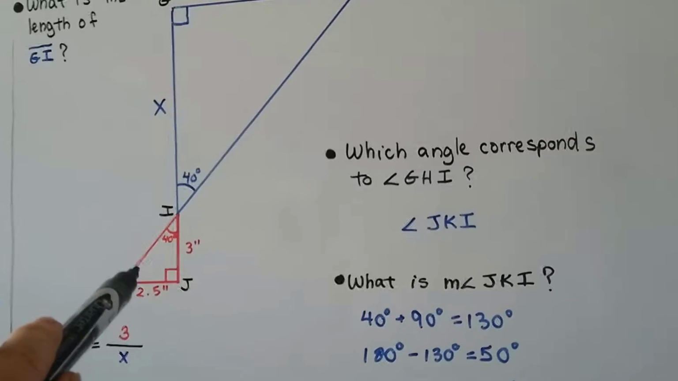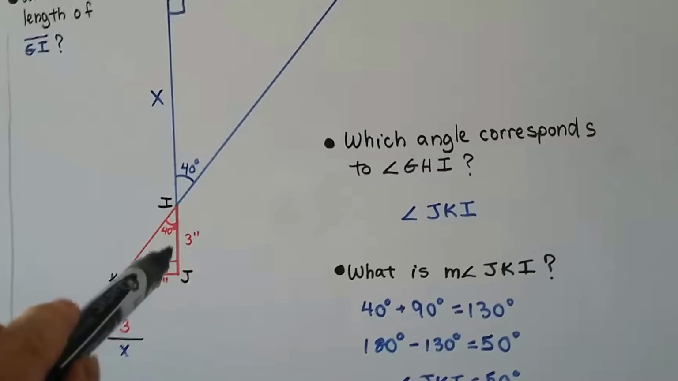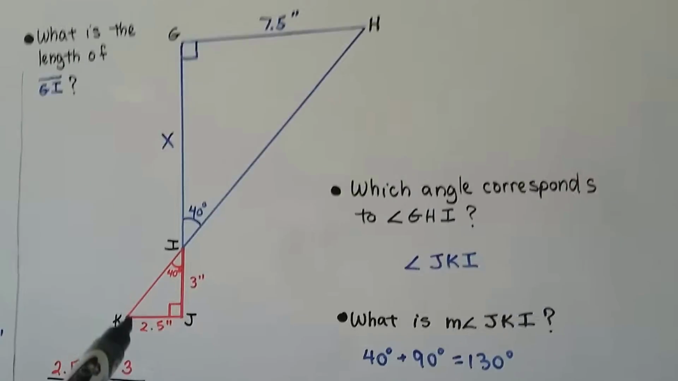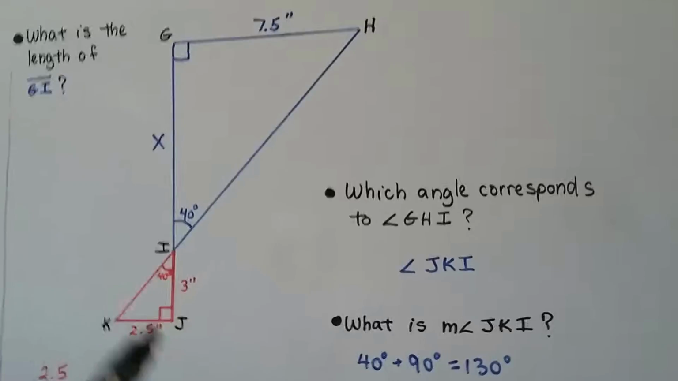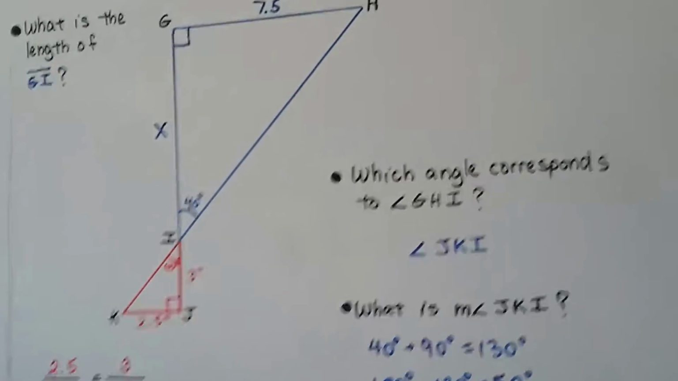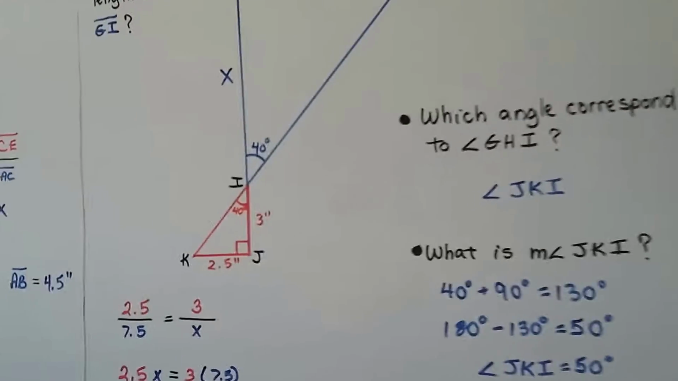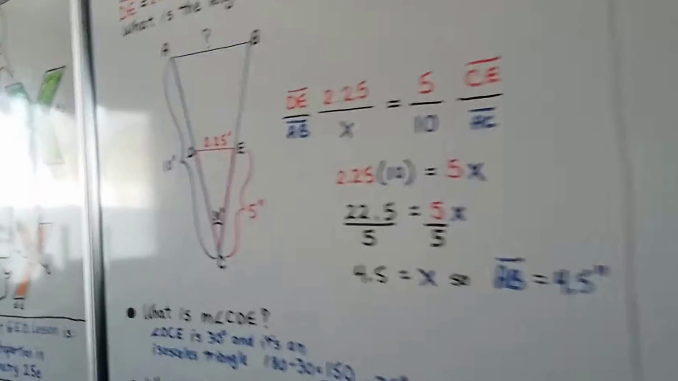So what is this angle measure right here? Well, if that's 40 and that's 90, we take it away from the 180 and get 50. That tells us that that one would also be 50. So that's 50 degrees and that's 50 degrees. And these two triangles are similar. Okay? They're different sizes, but they're still similar.